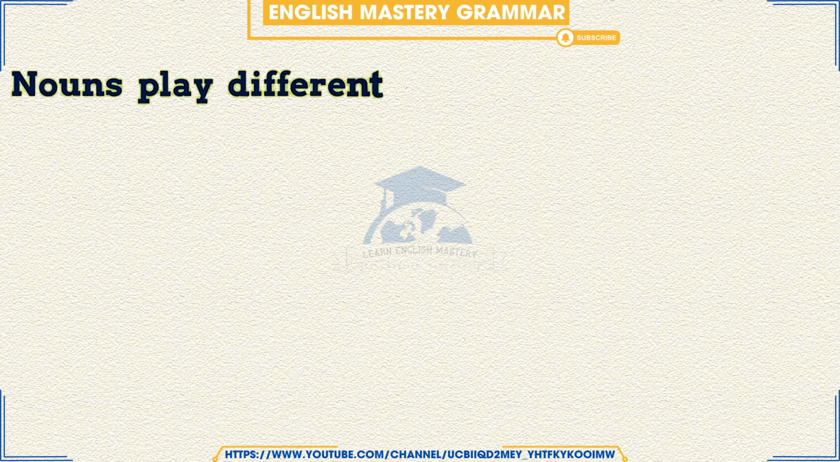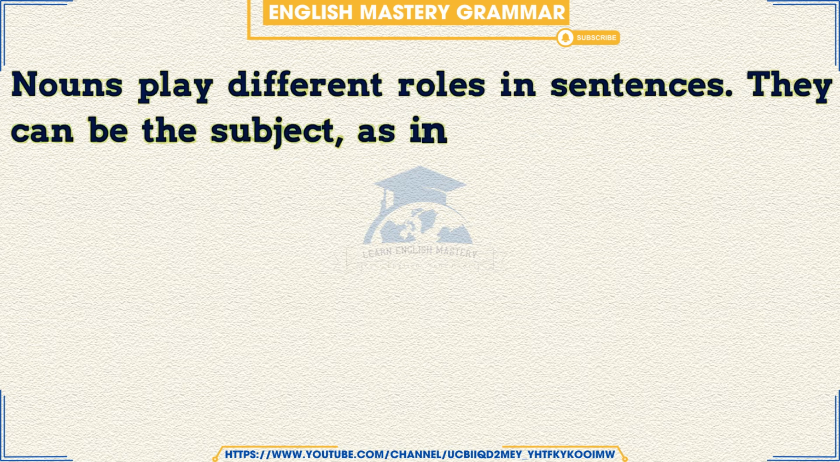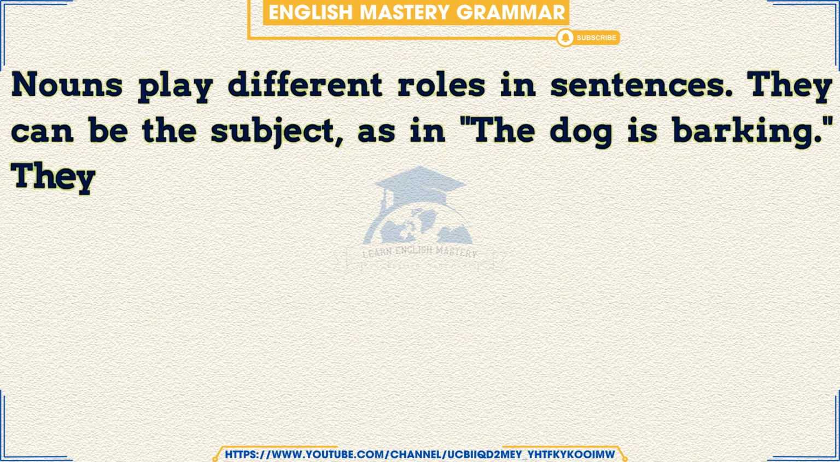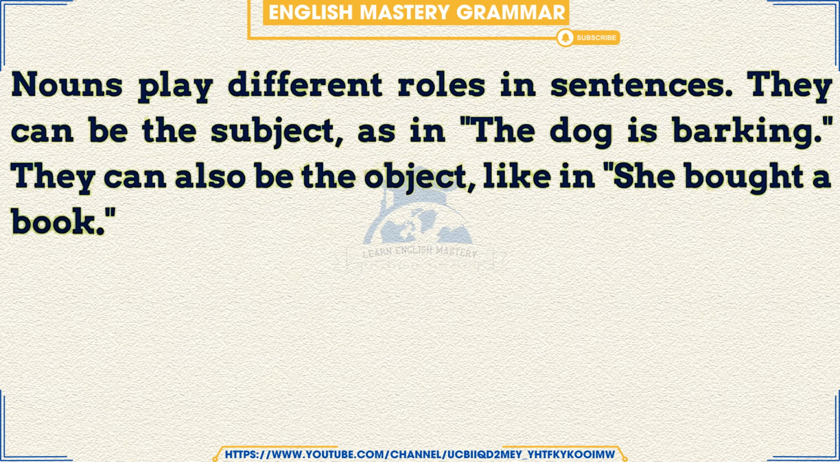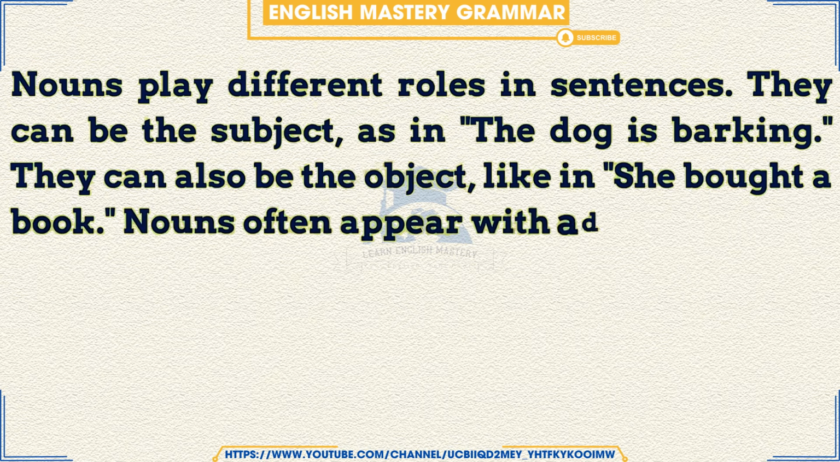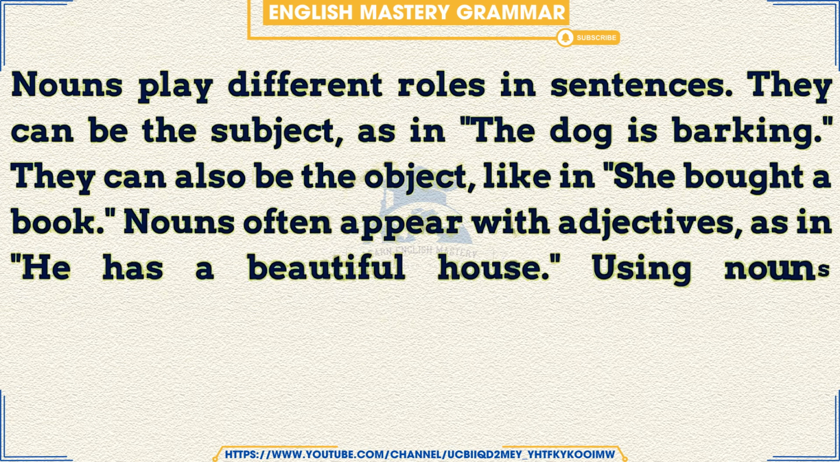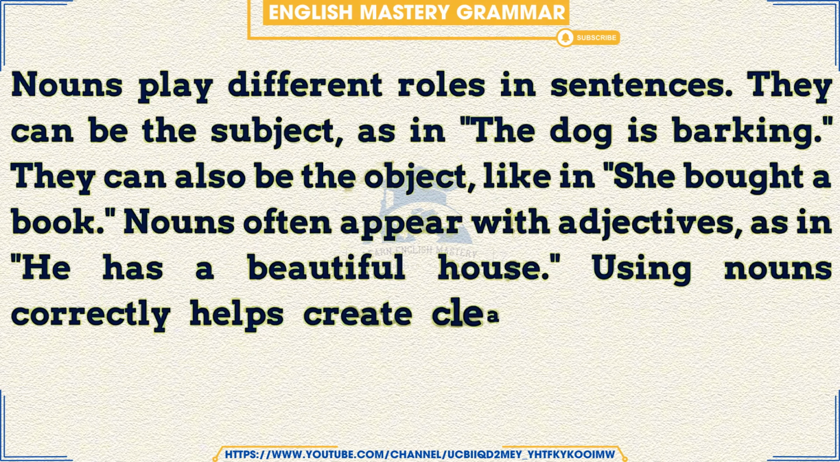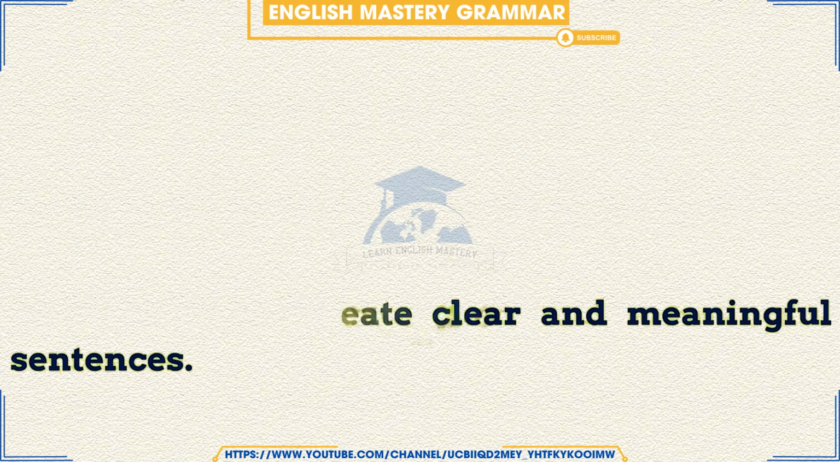Nouns play different roles in sentences. They can be the subject, as in, "The dog is barking." They can also be the object, like in, "She bought a book." Nouns often appear with adjectives, as in, "He has a beautiful house." Using nouns correctly helps create clear and meaningful sentences.